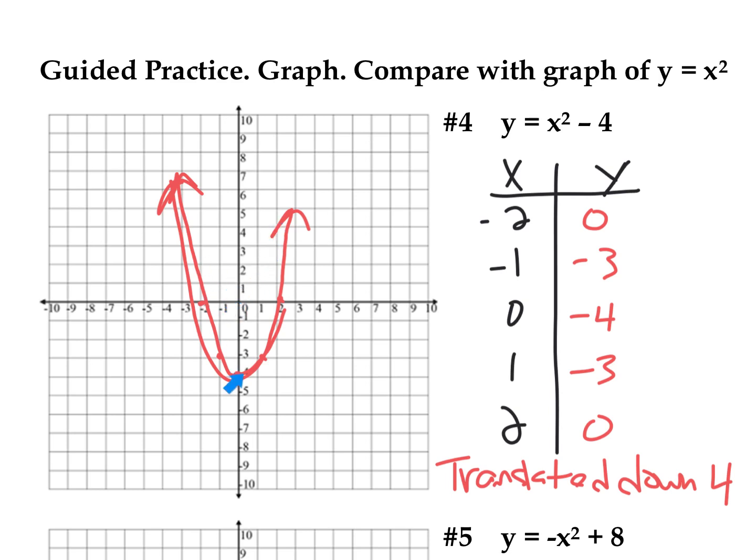We took the whole thing, we moved it all down, and now it's that parabola opening up, but from a vertex now. The vertex isn't at 0, 0. The vertex would be at 0, comma, negative 4. That's the vertex. The axis of symmetry would still be that line through the middle, x equals 0. Right, so that negative 4 is moving the whole graph down by 4.